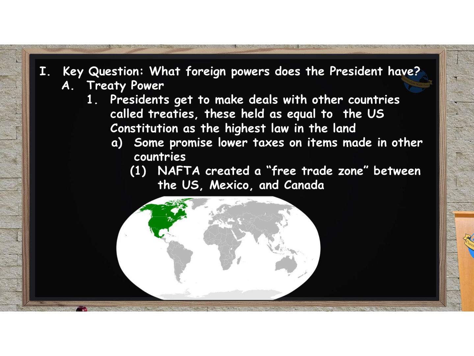First off, there's the treaty power. The Constitution grants presidents the sole ability to make deals with other countries. We call these deals treaties. Treaties are powerful because they're held as equal to the U.S. Constitution as the highest law in the land when they're challenged in court. What this means is that no law made by either a state or the federal government can violate an agreement made by a treaty. Some of these treaties promise lower taxes on items made in other countries.